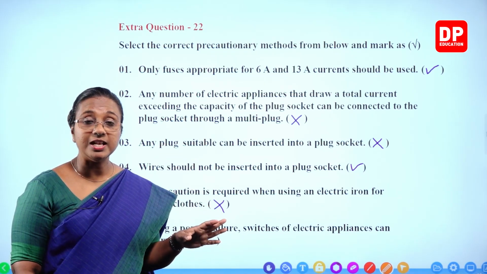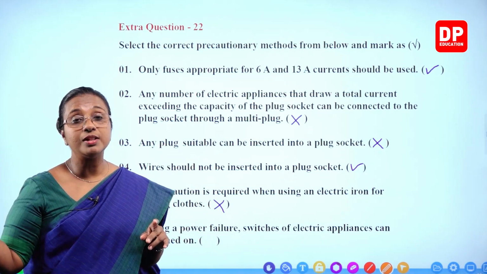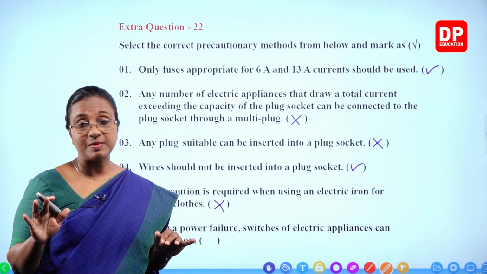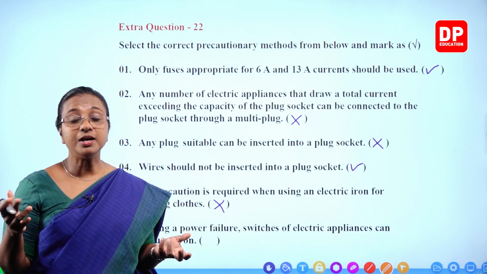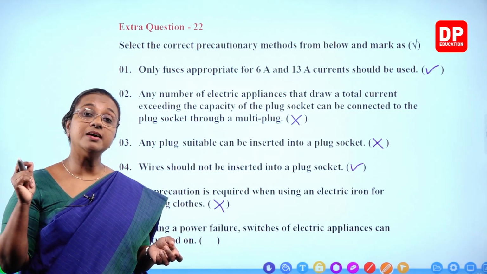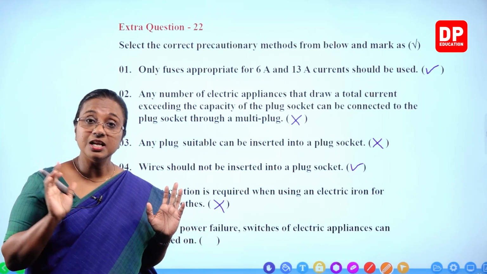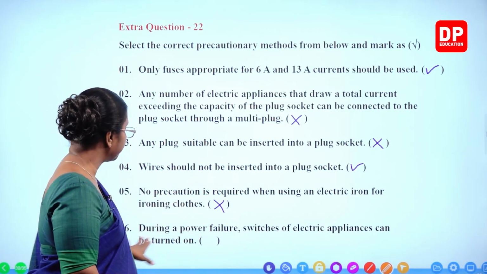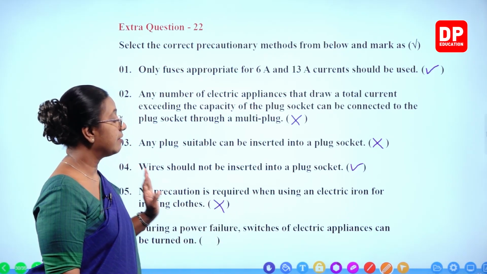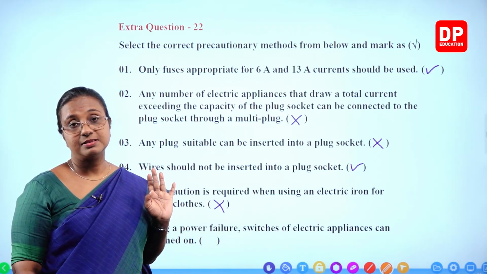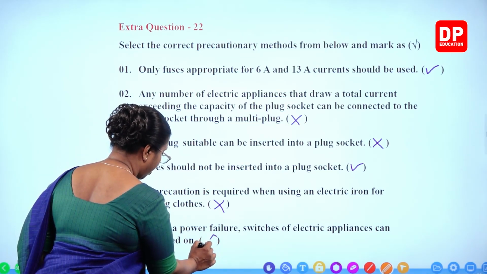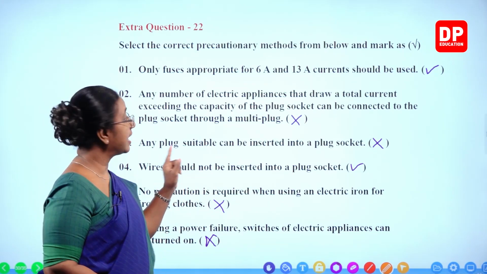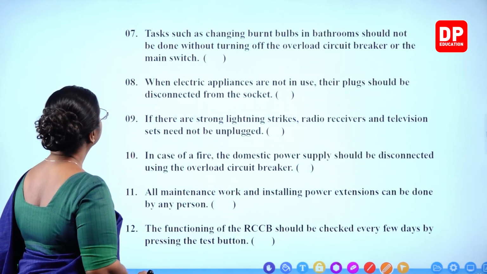If there is a power failure, you have to immediately turn off all the electric appliances. Then you need to wait until the power comes back or you get the power supply back, or you have to try switching on the trip switch or the main switch and check what the problem is. So when there is a power failure, immediately you have to switch off the electric appliances. So that is also wrong. Then the question continues on the next slide. We will move on to the next slide.